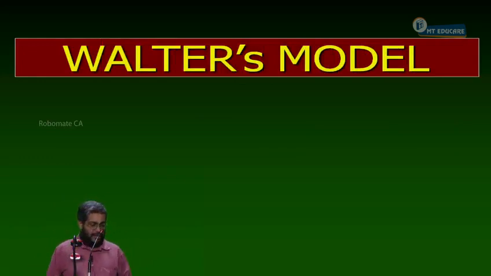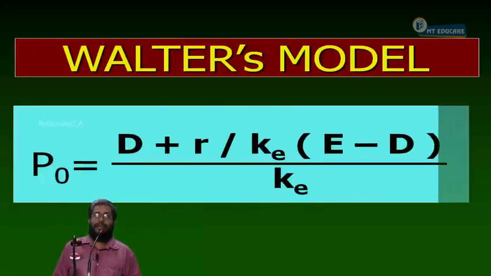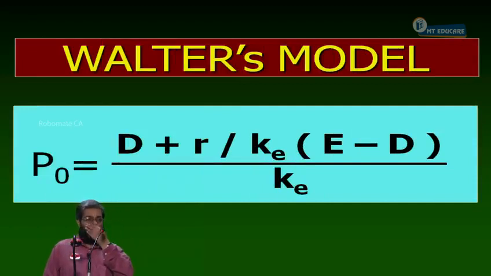Walter's model, underline that. By the formula, P0 is equal to D plus R by KE into E minus D divided by KE. Always write the formula and substitute.